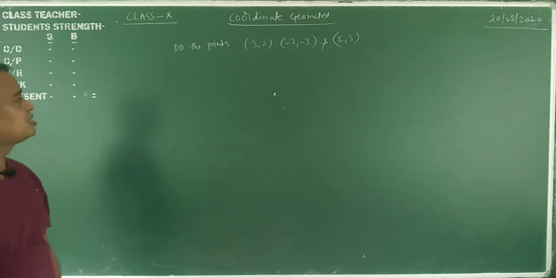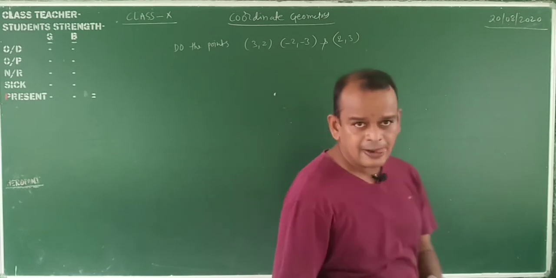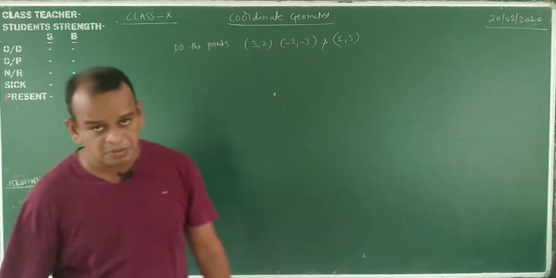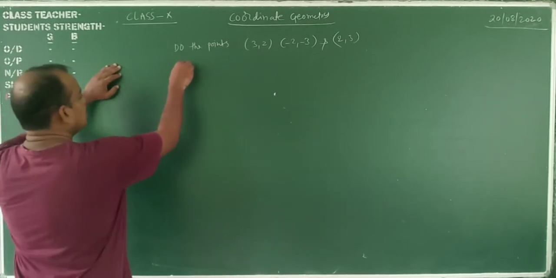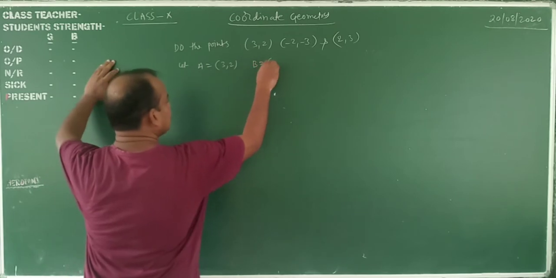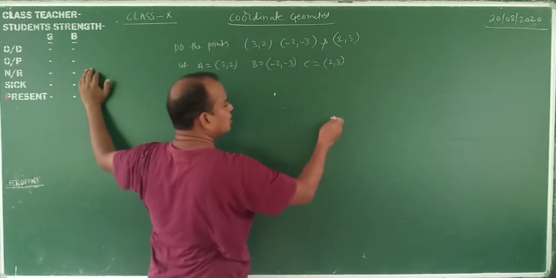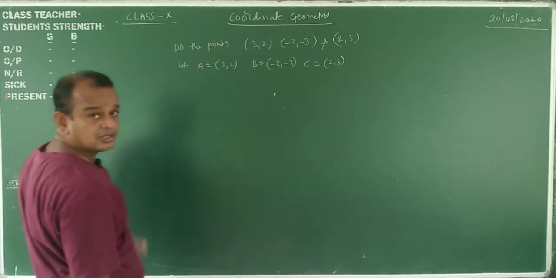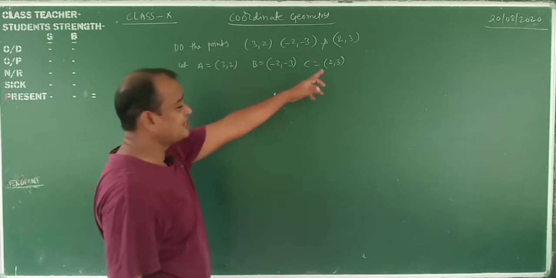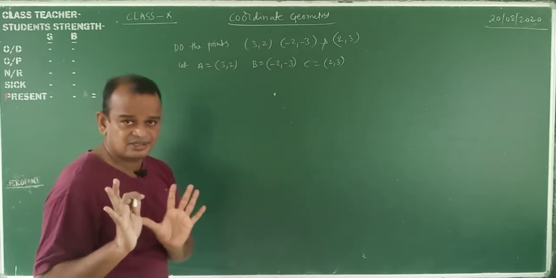Do these points form a triangle or not? Suppose these points form a triangle. What type of triangle is it? Suppose these are A, B, C. Let A = (3, 2), B = (-2, -3), C = (2, 2). Now find the distances AB, BC, and AC. The distance from A to B and from B to A is the same, no doubt at all.